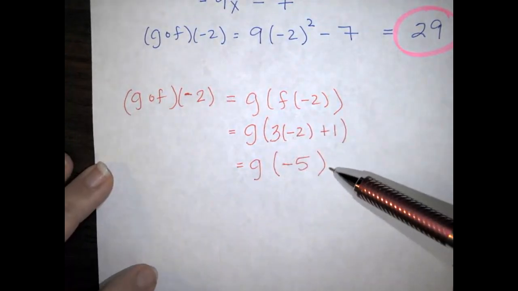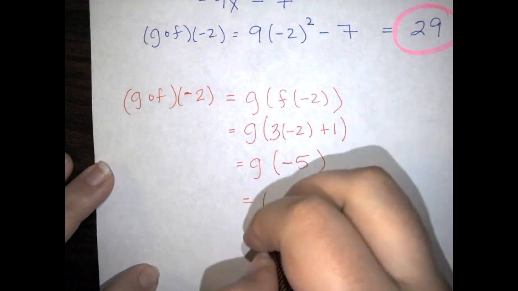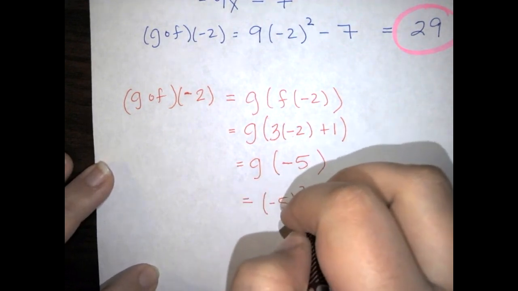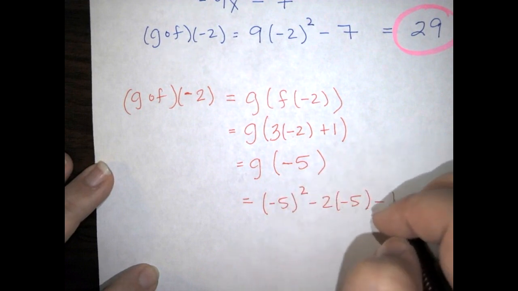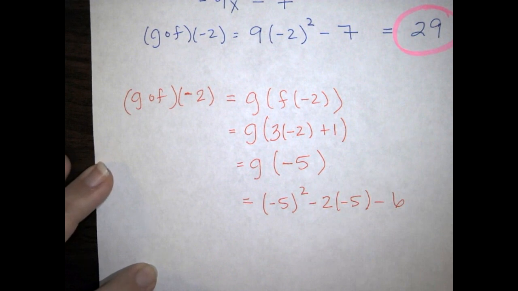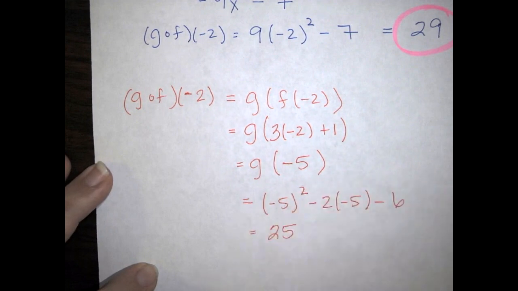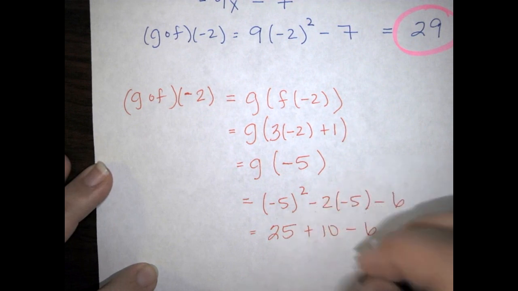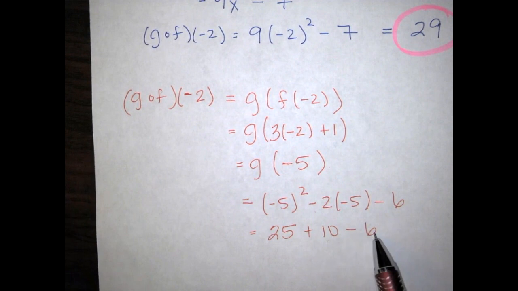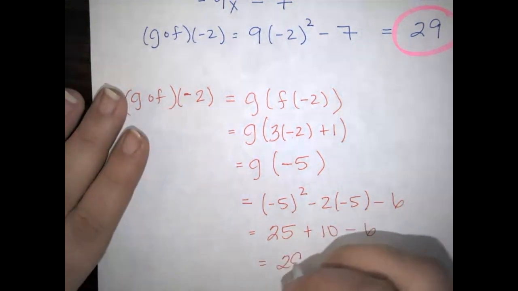And so here, now we have to evaluate or plug the negative 5 into g. So this becomes negative 5 squared minus 2 times negative 5 minus 6. Well, what does that give us? Negative 5 squared is 25. Negative 2 times negative 5 is a plus 10 minus 6. Well, 10 minus 6 is 4 plus 25 gives you 29.